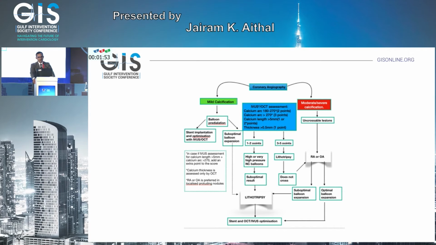If there was a large arc of more than 270 degrees, if the calcium length was more than 5 millimeters, thickness was more than 500 microns, certainly you'd want to look at lithotripsy. If it doesn't cross, use the rotablator. There is the concept of rotatripsy, where you could use both together to try and optimally provide results and get the best minimal lumen area possible.